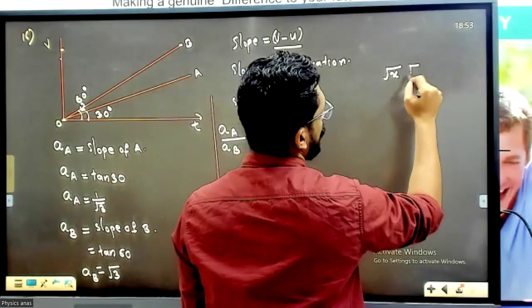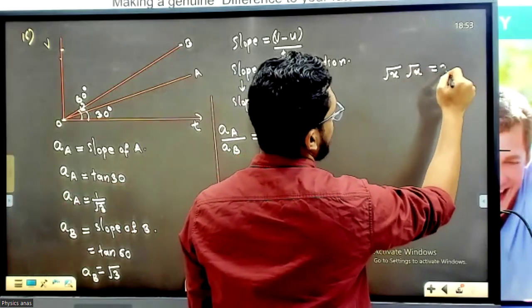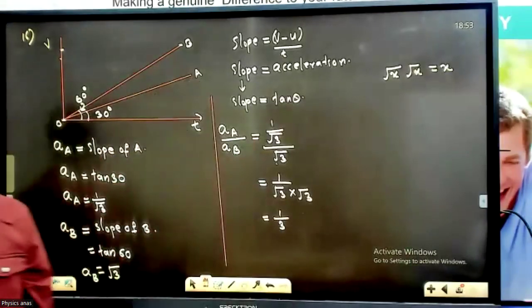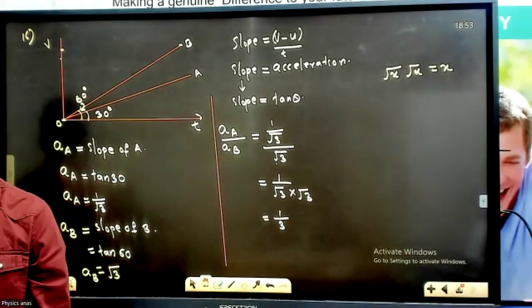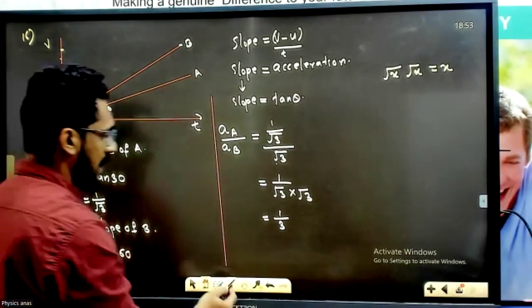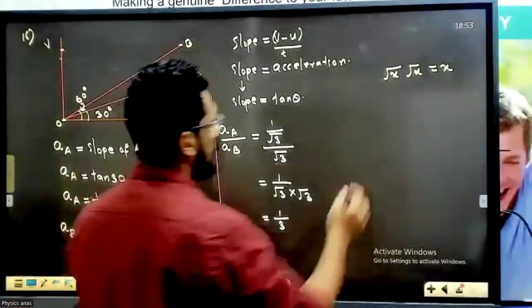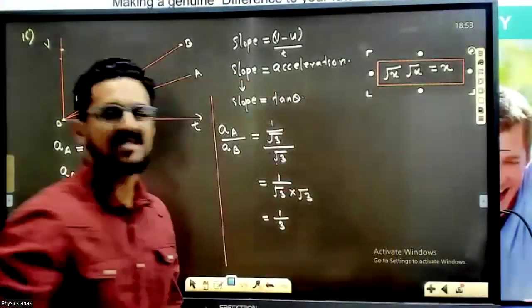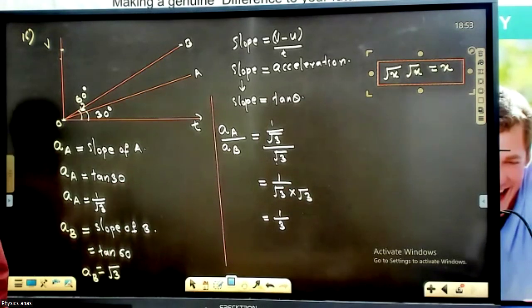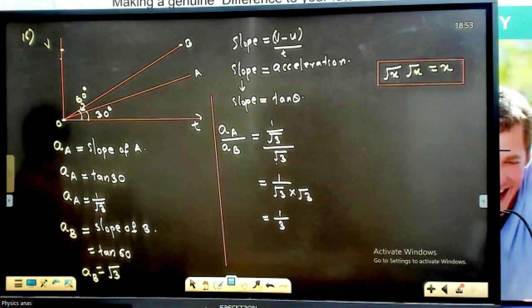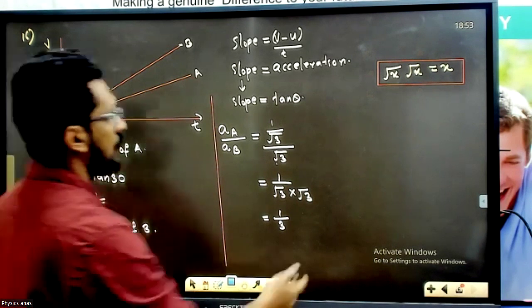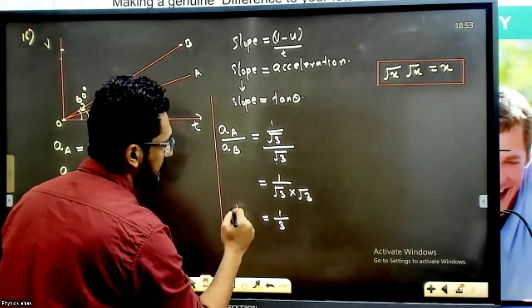Square root of x into square root of x will be just x. Like that, root 3 into root 3 will be just 3, root 2 into root 2 will be 2, and root a into root a will be a.